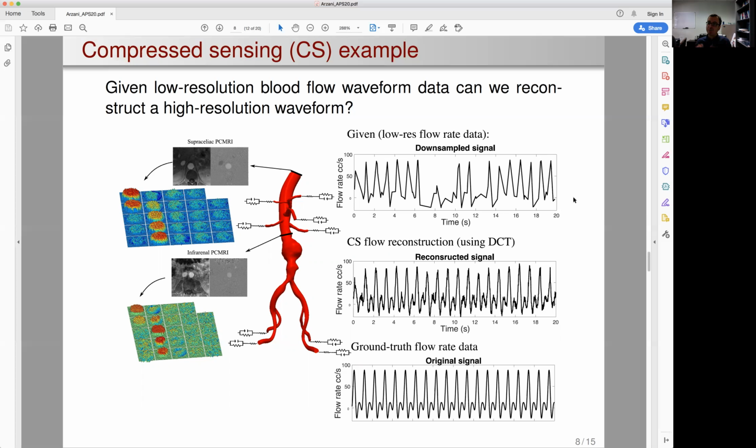And if we apply our compressed sensing algorithm to this low resolution data using a discrete cosine transform as our sparsifying basis, we can get this data in the second row. And if you compare to the ground truth data here, we basically created the downsampled data from the ground truth in this example, we can see that the compressed sensing algorithm does a fairly good job of recovering the ground truth data and recovering the patterns in the data for the high resolution signal.